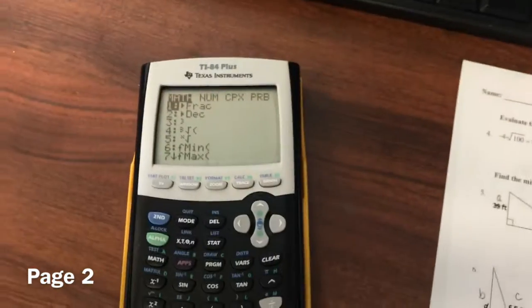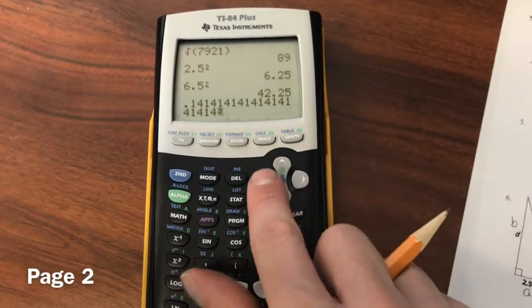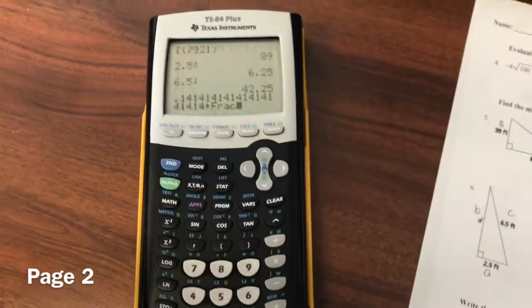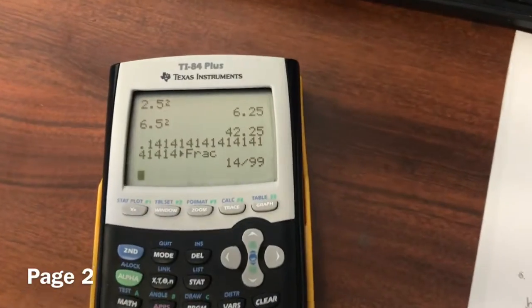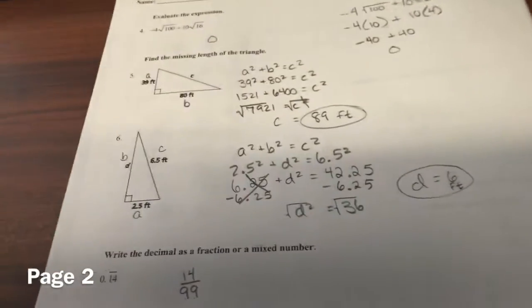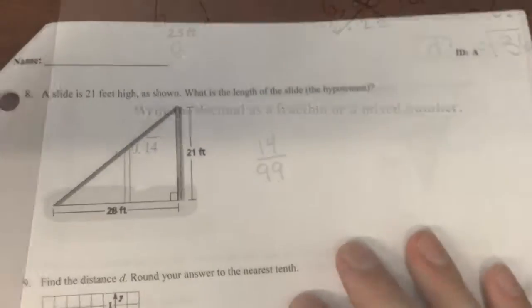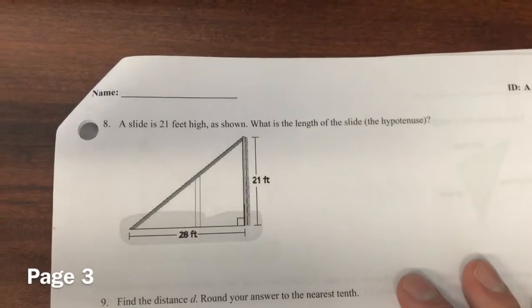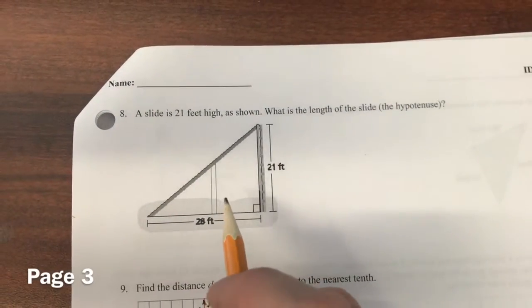Hit Math, Frac. I think I hit the wrong thing. I did. Math, Frac, and there it is, 14 over 99. If you're using the blue calculator, you're going to do Math F to D, or regular F to D. All right, we have a slide that is 21 feet high. There it is, as shown.